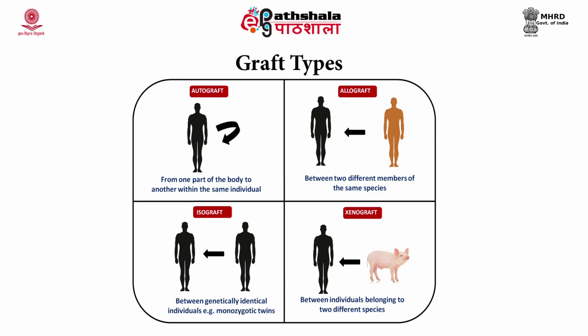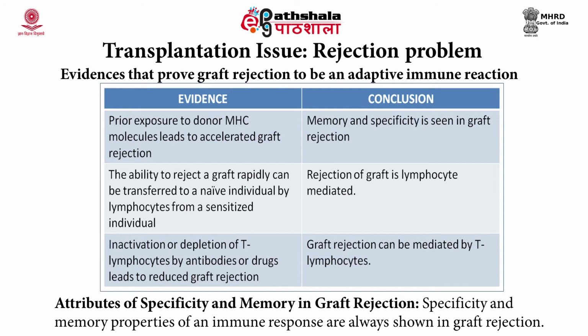And as you can see, the chances of acceptance are more in case of autograft and isograft, and it is vigorously rejected in case of xenograft. Now, let's see what the transplantation issue is, that means the rejection problems associated with it. With the advent of transplantation, it was seen that grafts received from other individuals in normal outbred populations are rejected.